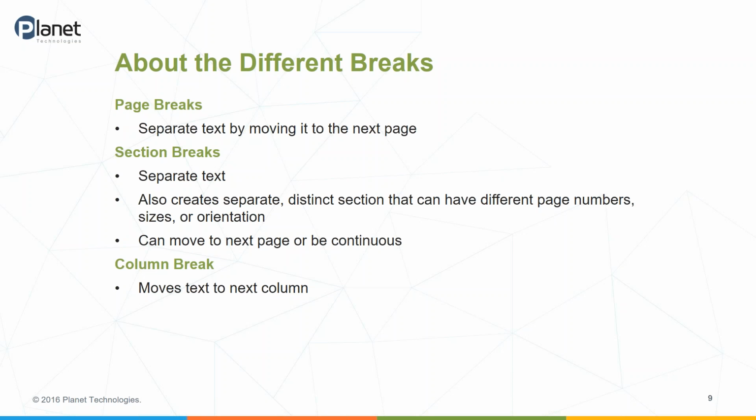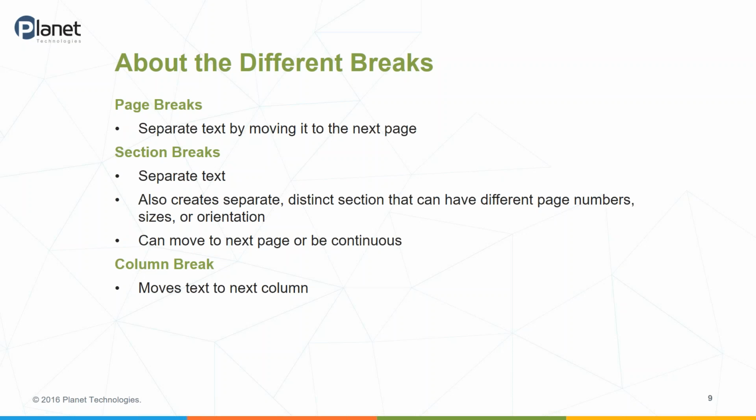Now you have page breaks. All they do is separate that text by making it move to another page. A section break also separates the text, but it then creates a separate and distinct section within your document. And this section can have different page numbers, a different paper size. Maybe you have letter and legal. Maybe you have letter and tabloid size. And it can also have a different orientation.